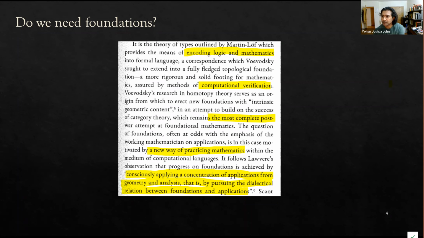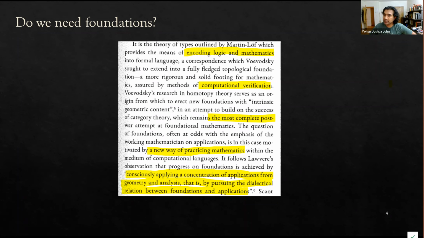So in this case, the theory of types of Martin Löf provides the means of encoding logic and mathematics into formal language. So we touched on this last time, that he worked through each of the logical connectives, showing how they have a perfectly intuitive semantics that you can understand, so that all the steps in a logical proof are meaningful. And so there's this correspondence in logic and mathematics, and that you can put into formal language.